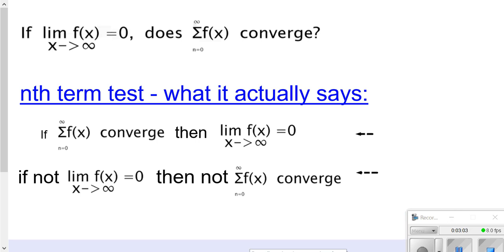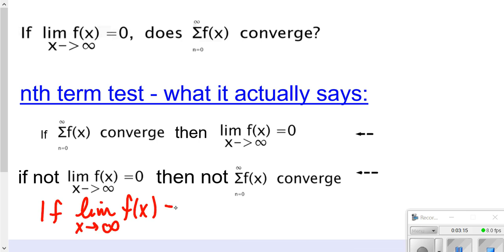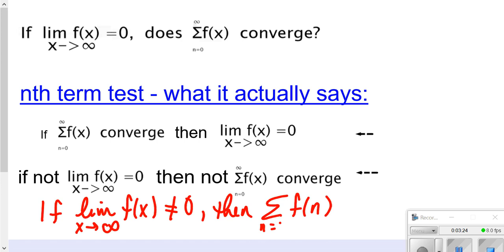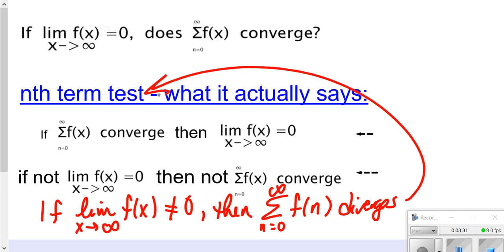So we would normally write this without the English in it so much and use more math. So if the limit of the terms as we go toward infinity is not 0, then the series of those terms, and usually we have an n here, that's a little bit sloppy on my part there, then the corresponding series diverges. That, my friends, is the nth term test. Okay, so just be cautious about what it tells you and what it does not tell you.